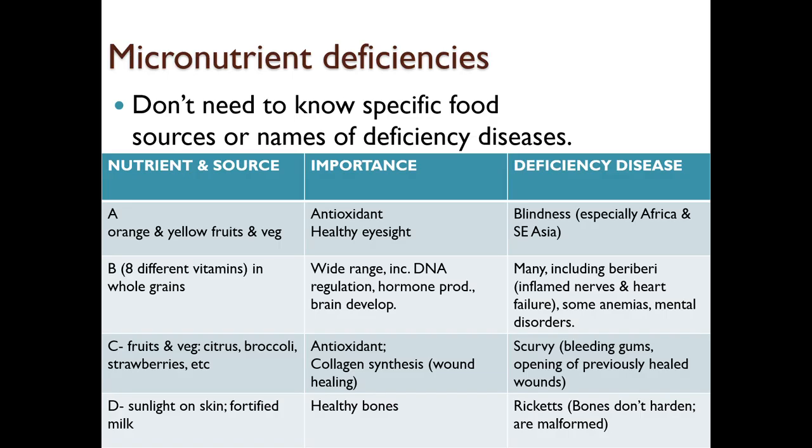Vitamin C is found in fresh fruits and vegetables. It's important for wound healing. Vitamin D, your body makes when you're in the sunshine, and it's important for healthy bones. And here's an example of a child who has rickets with malformed bones.